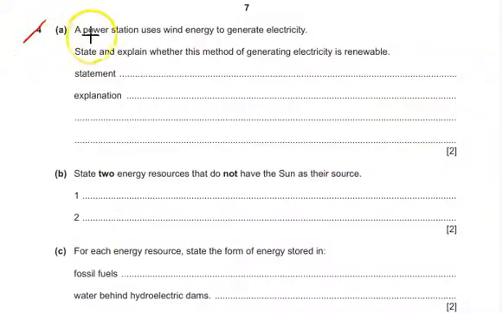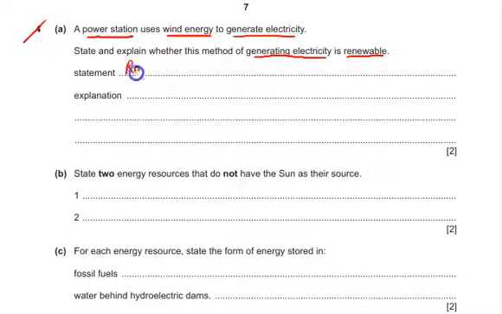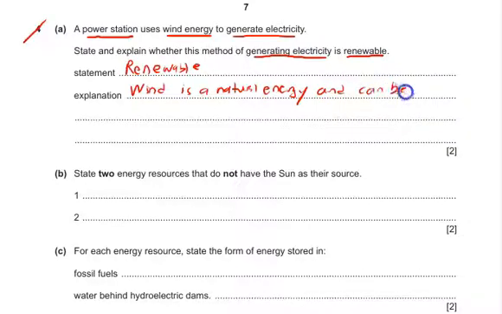Okay, question number 4. A power station uses wind energy to generate electricity. State and explain whether this method of generating electricity is renewable. So you can simply say that it is renewable. Your explanation here is wind is a natural energy and can be replaced. So this is your answer, or you have other words that suit this explanation.